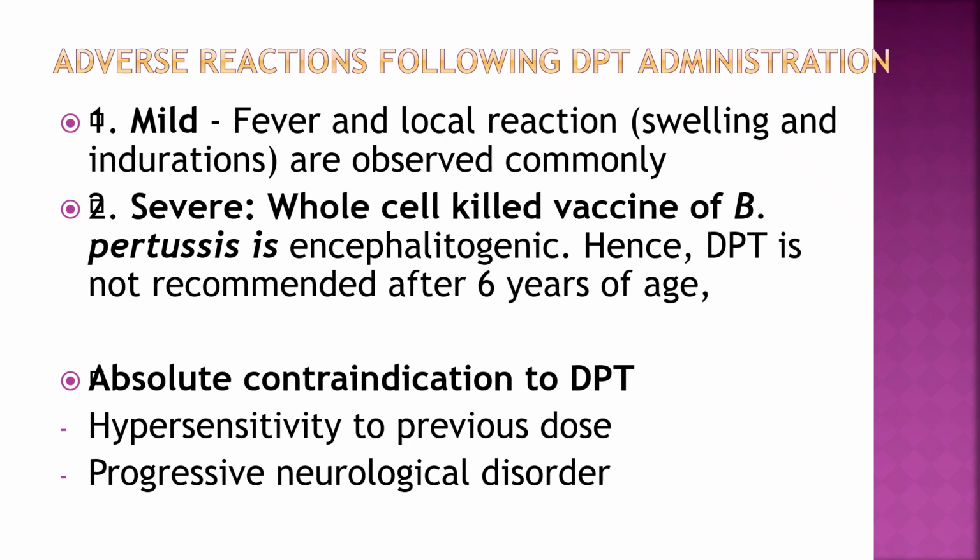The adverse reactions following DPT can be mild or severe. In mild cases, there can be fever and local reaction, that is swelling and induration. In severe cases, the whole cell killed vaccine of B. pertussis is encephalitogenic, so it can cause neurological symptoms. Hence, DPT is not recommended after 6 years of age. Absolute contraindications of DPT are hypersensitivity to a previous dose or progressive neurological disorder.